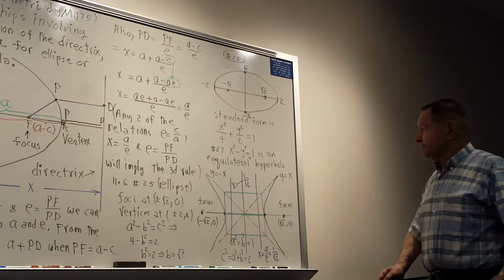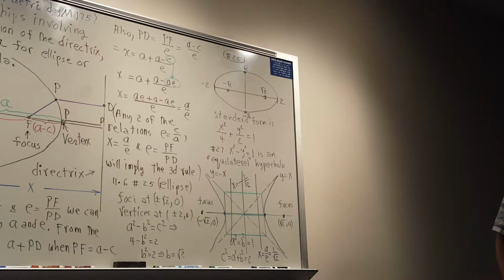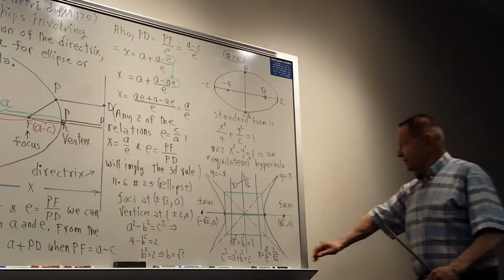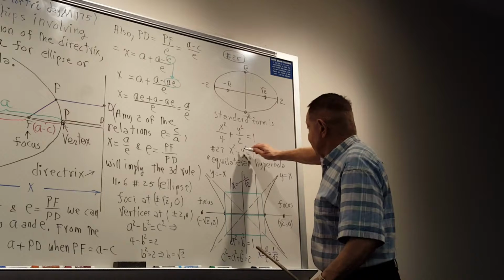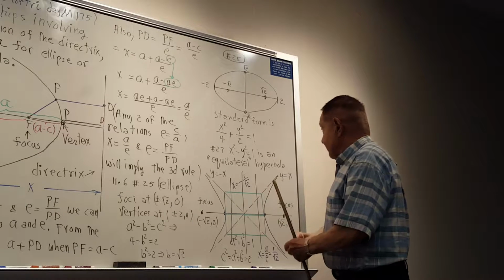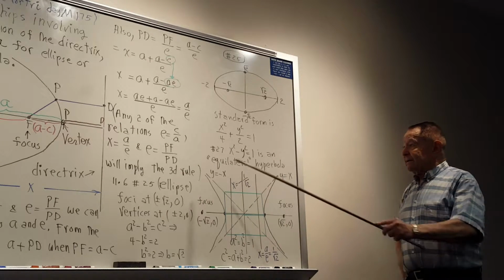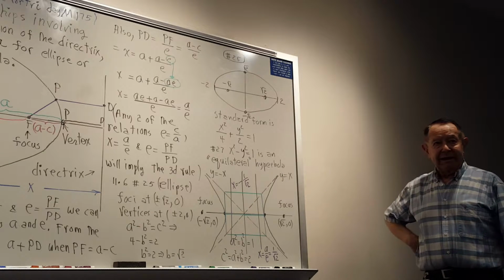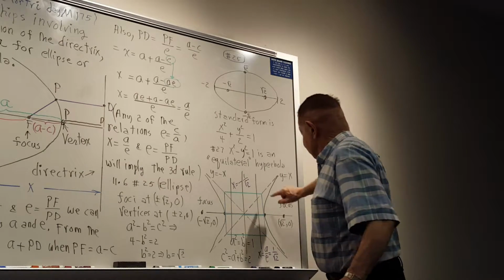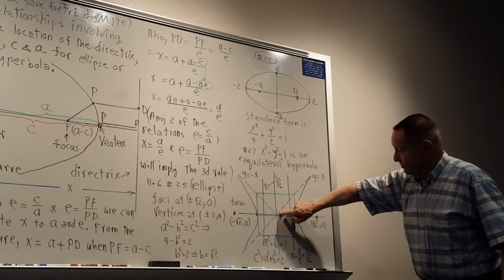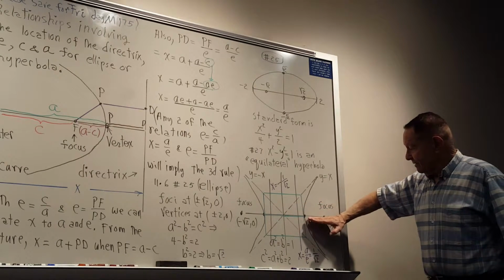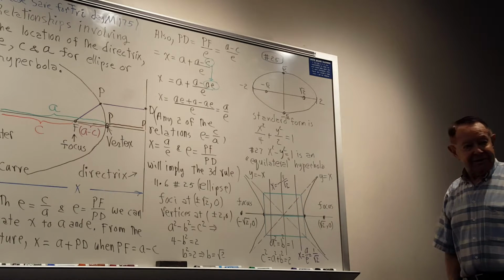And then finally, if you look at 27, you have an equilateral hyperbola. They're called equilateral, remember, when the A is equal to the B. And then your asymptotes, as you see in my picture, go through the center at a 45 degree angle with either the horizontal or the vertical axis.